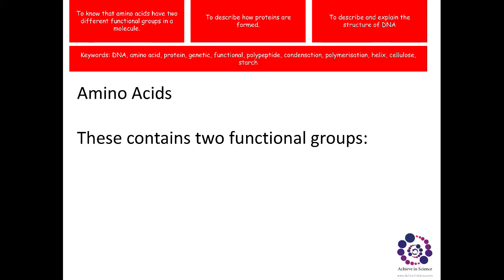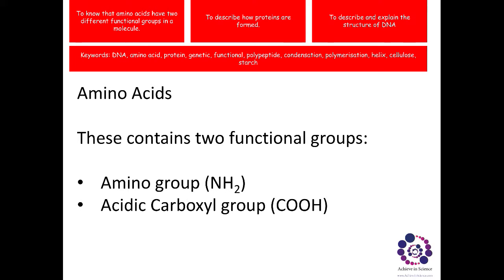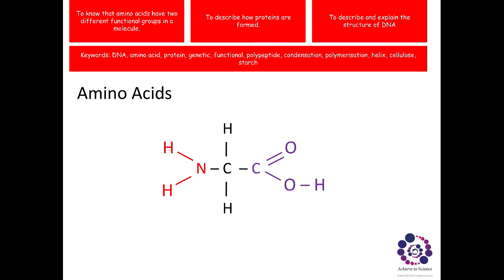Amino acids contain two functional groups, the amino group NH2 and the acidic carboxyl group COOH. Here we've got a diagram of an amino acid. The red shows the amino group, the NH2, and the purple shows the carboxylic group, COOH.